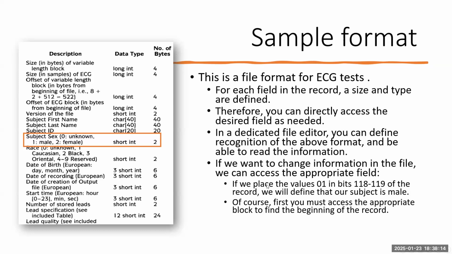If we want to change the information in the file, we can access the appropriate fields. If we place the value 01 in bits 118 to 19 of the record, we will define that a subject is male. Where does it say male? In this box, 118. That's 100 and that is 18. Of course, you must access the appropriate block to find the beginning of the record.